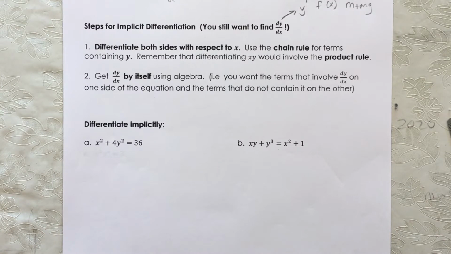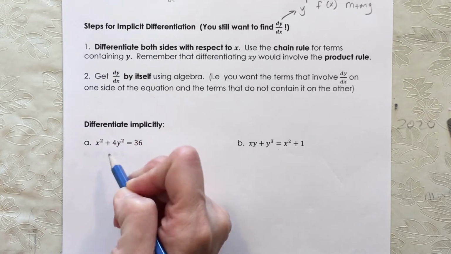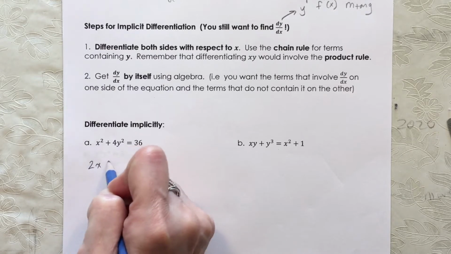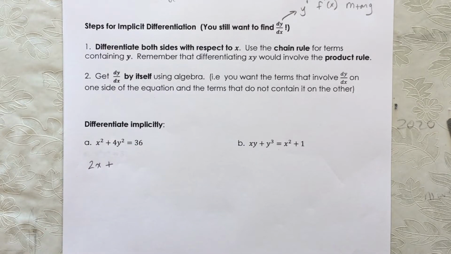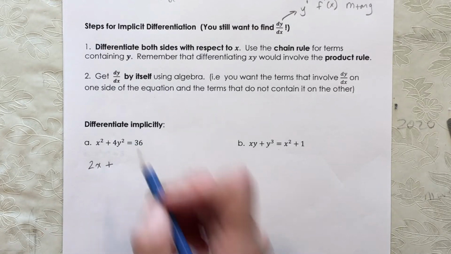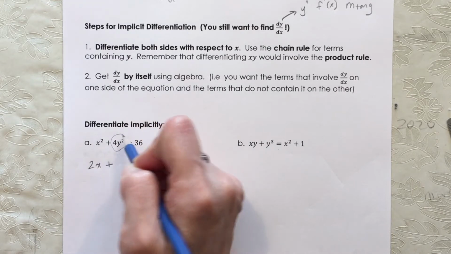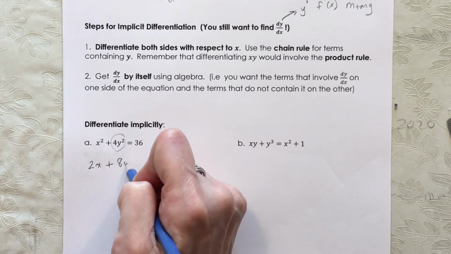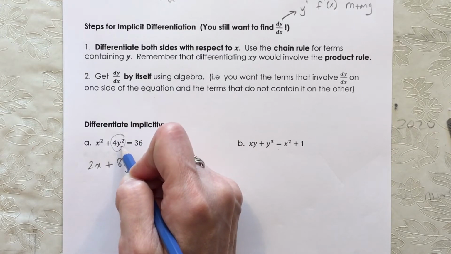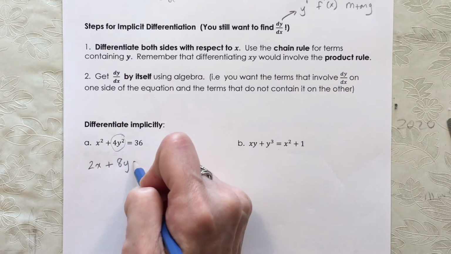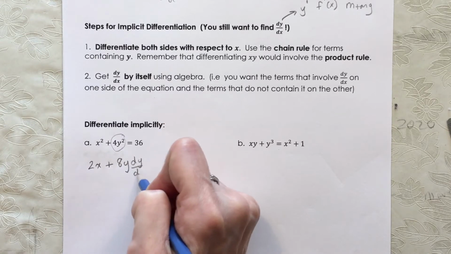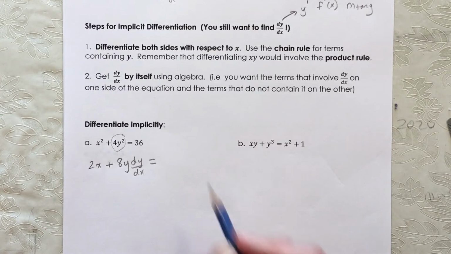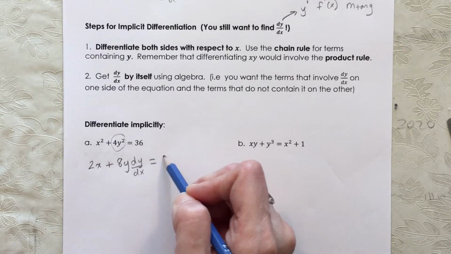So differentiate implicitly, our first question. Again, we're deriving with respect to x. So the derivative of x squared with respect to x is 2x. The derivative of 4y squared with respect to x. Okay, so this involves the chain rule. First we're going to derive it with respect to y. 2 times 4 is 8y. And then times, because there's a chain rule involved here, the derivative of y with respect to x, is equal to the derivative of 36 with respect to x, which is 0.